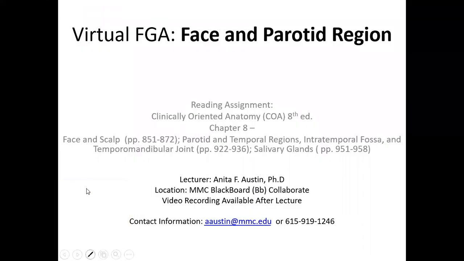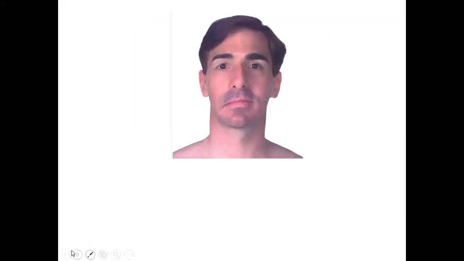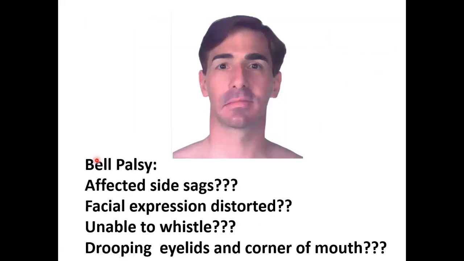So today we are talking about the face and parotid region. And recall that your parotid gland is the largest gland for making saliva for your mouth. So first off, Dr. Austin wants to introduce you to the clinical correlation of Bell's palsy. Bell's palsy is actually a paralysis of the facial nerve.